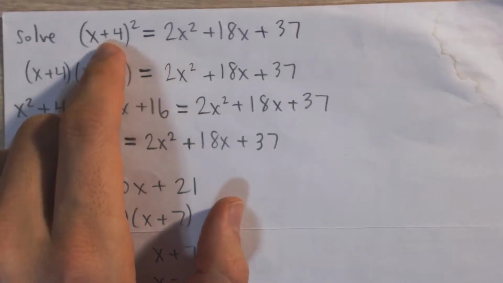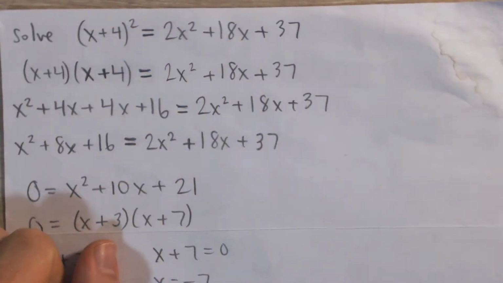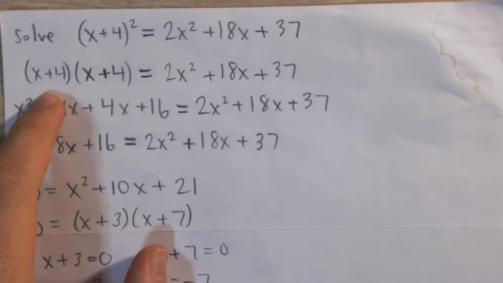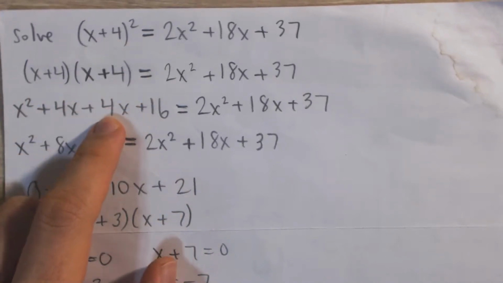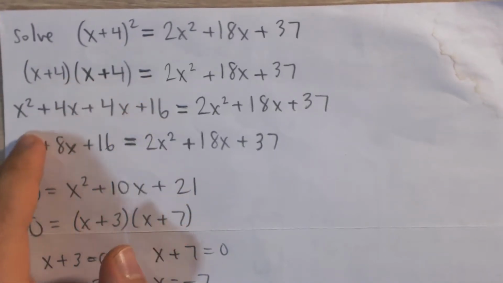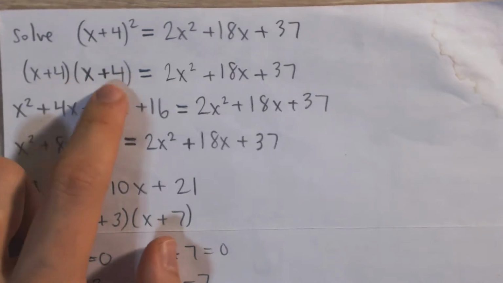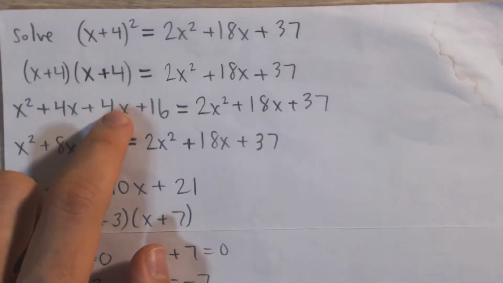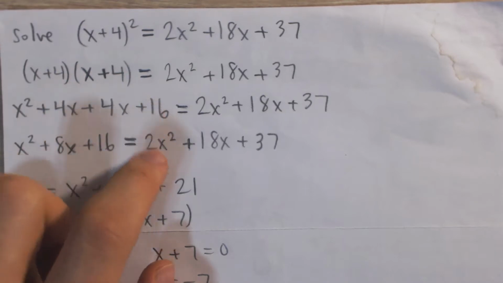so that we can get an x² term and then move our terms around to try to solve for x. So here, (x + 4) times (x + 4), that's (x + 4) squared. We can FOIL this. x times x is x². x times 4 is 4x. 4 times x is 4x. And then finally, 4 times 4 is 16.